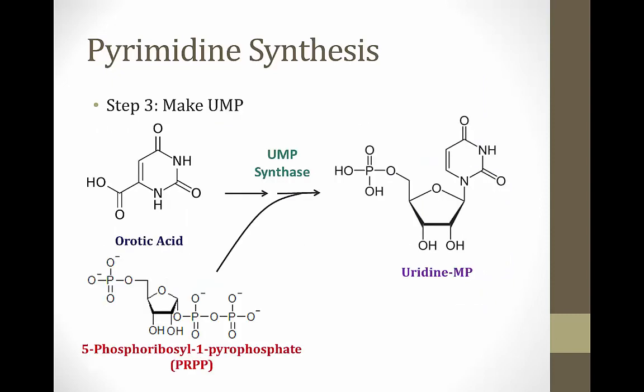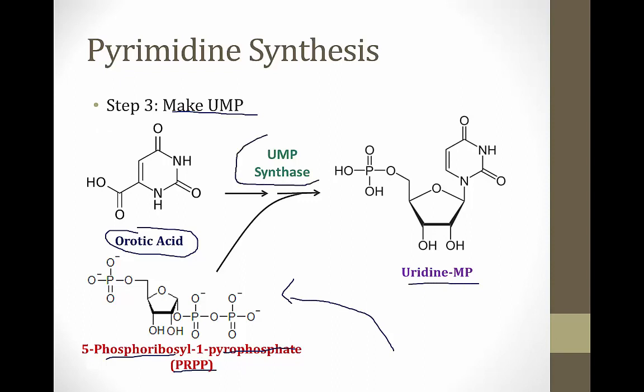Step 3 is to make a molecule of uridine monophosphate, and this is done by combining orotic acid with the molecule phosphoribosyl pyrophosphate, or PRPP. PRPP may be familiar to you from purine synthesis. This molecule is important both for pyrimidine and purine synthesis. For our purposes here, it's going to be added to orotic acid in order to create a molecule of uridine monophosphate. This is done using an enzyme called UMP synthase. UMP synthase is sometimes described as a bifunctional enzyme or bifunctional protein. That's because it catalyzes two steps in the conversion of orotic acid into uridine monophosphate.